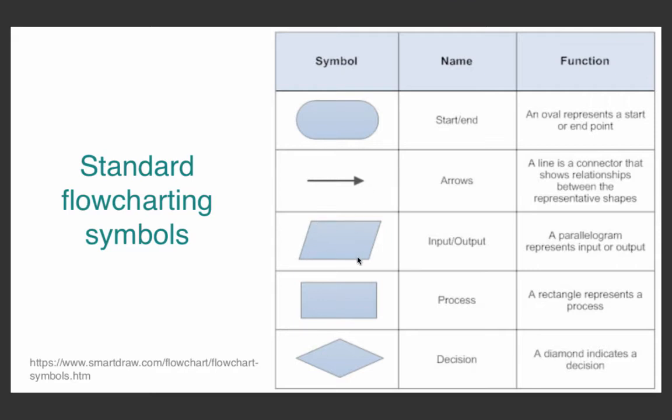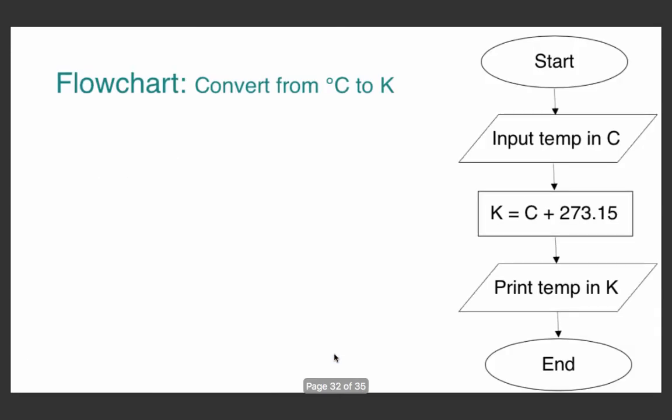This parallelogram shape represents getting input from the user or output to the screen. A rectangle is just some process, so calculating, say, the BMI from the height and weight of an individual. And this diamond represents a decision, so it's like an if statement. If something is true, then yes, we do this, no, we do that.